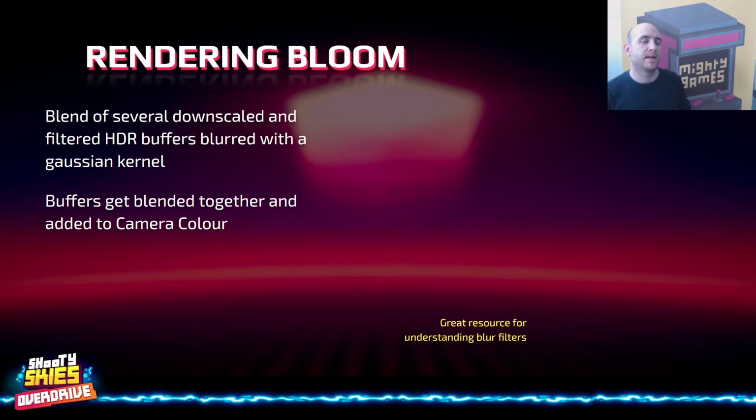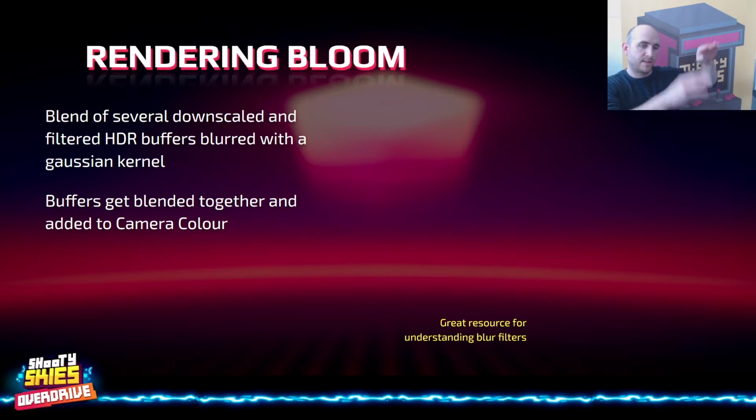Bloom is basically a blend of several downscaled and filtered HDR buffers blurred with a Gaussian kernel. So we take our camera color and we discard any pixels that aren't HDR, and then we continually downscale that and blur it. So we downscale it, blur horizontally, downscale it again, blur vertically, and do that over and over again for a certain amount of steps.